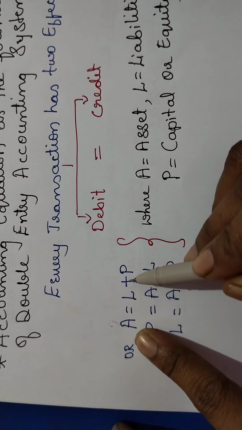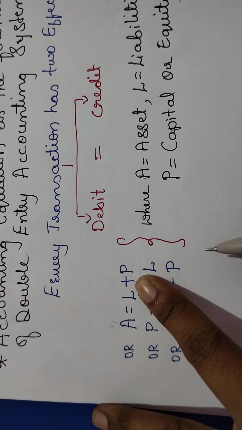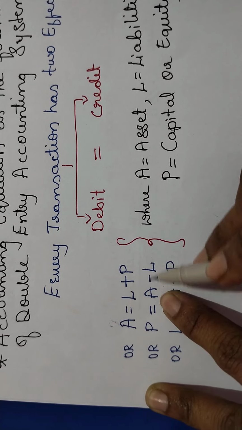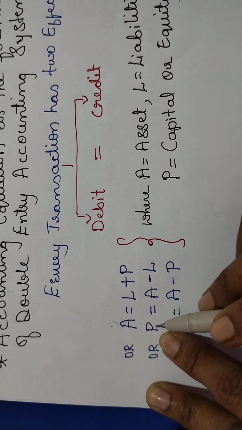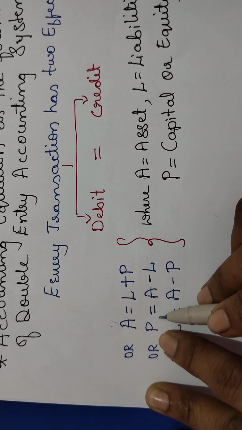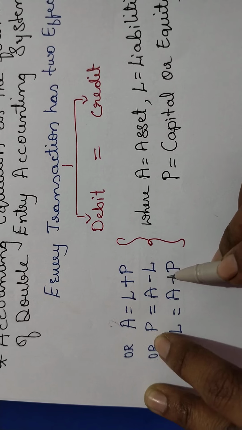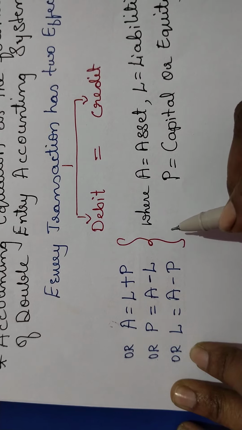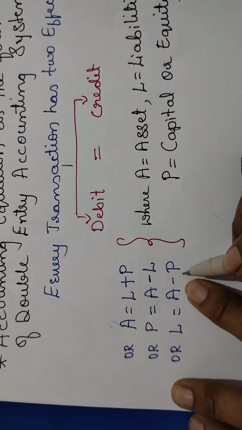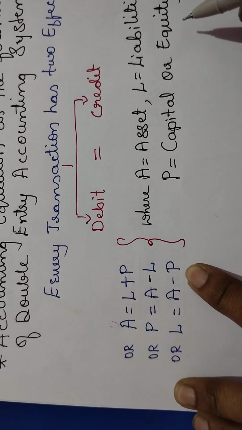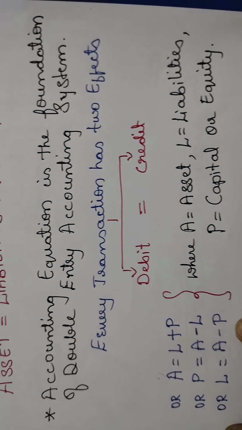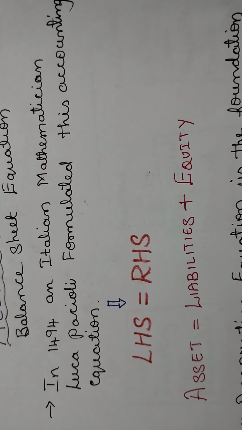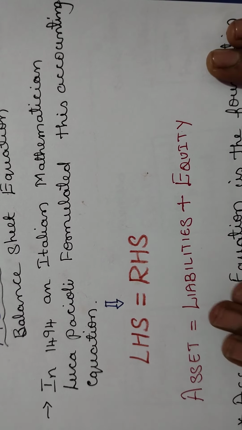Assets is equal to liability plus P, which represents capital or equity. If you have your assets and liabilities and need to find your capital or equity, then assets minus liability gives you capital. If you have your capital and assets, how will you find your liability? Liability is equal to A minus P, that is your capital or equity. So are you clear with the concept? It is just simple. Your LHS is equal to RHS. Always remember this.